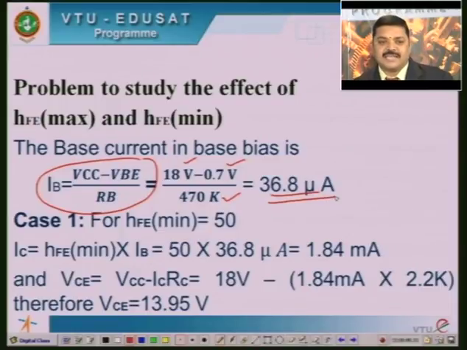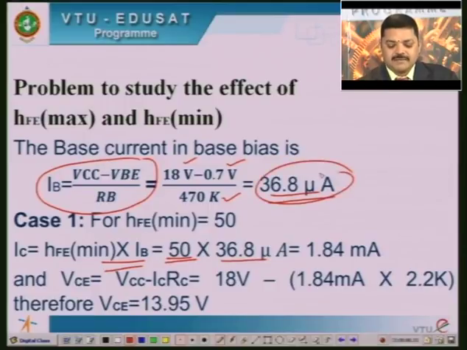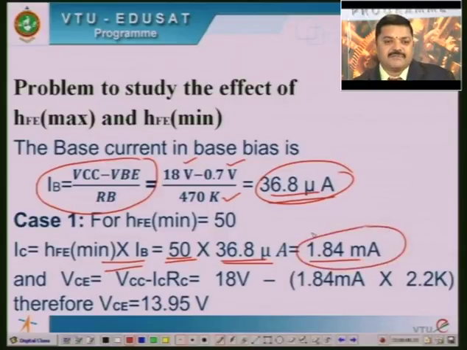Therefore, IB is found to be 36.8 microamps. Now, let us consider case 1, with HFE considered as the minimum value, which is given to be 50. IC is equal to HFE min into IB, that is beta min into IB, which is 50 times 36.8 microamps. Therefore, we get IC equal to 1.84 milliamps.